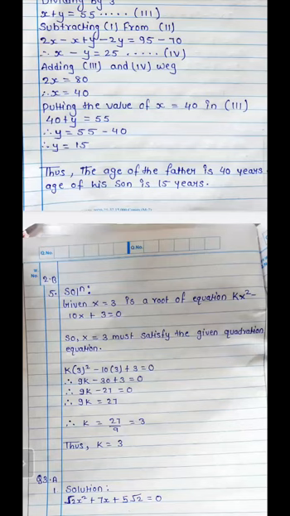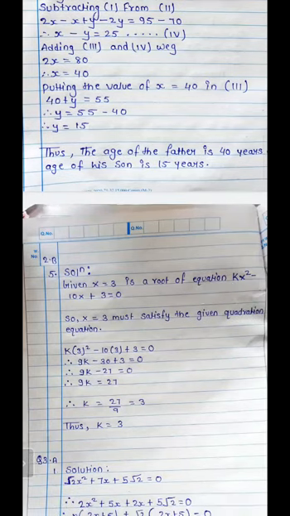So k into 3 square minus 10 into 3 plus 3 is equal to 0. So 3 threes are 9, and the square of k is already k. So 9k minus 30 plus 3 is equal to 0. Minus 30 plus 3 is minus 27. So 9k minus 27 is equal to 0. Therefore, 9k is equal to 27, and the value of k is equal to 27 upon 9, which will be equal to 3. Thus, we have found the value of k, which is equal to 3.